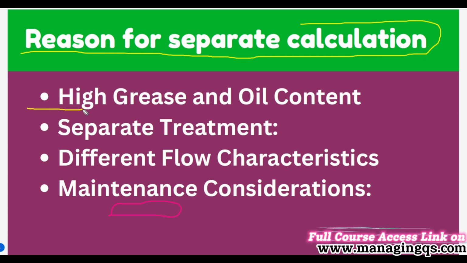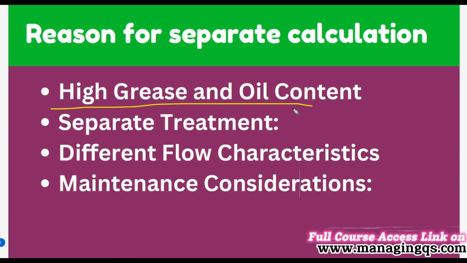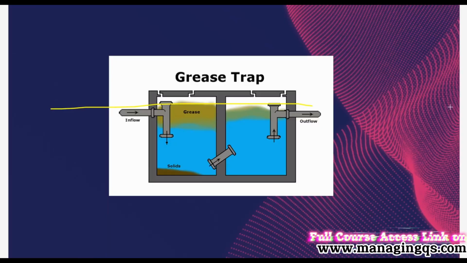The first one is the high grease and oil content. Generally the kitchen waste water includes oil, grease and fat elements, so we have to remove these elements regularly. That's why we have a special arrangement. A special arrangement means we have to attach some grease traps to separate these grease and oil elements. So you can see here, this is the grease trap, a real-time picture.